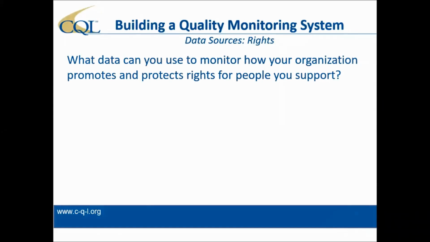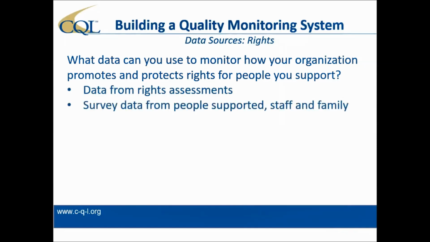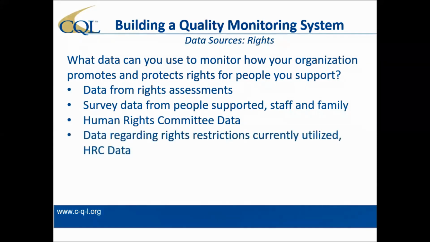So what data can we collect around rights to start with? With rights, there is a lot of data that we can collect, a lot of information that can help us to understand how we're doing in this area. So we could look at rights assessments. We might be able to do specific surveys with people that we support, staff and family members. We can look at all of our Human Rights Committee data. So the number of restrictions currently in place, the number of restrictions denied or approved. Going back to Human Rights Committee, we can look at the number of people that we support who are attending those committee meetings.